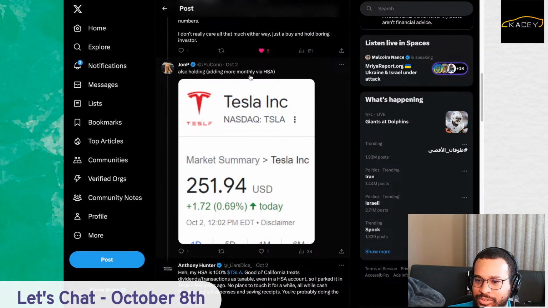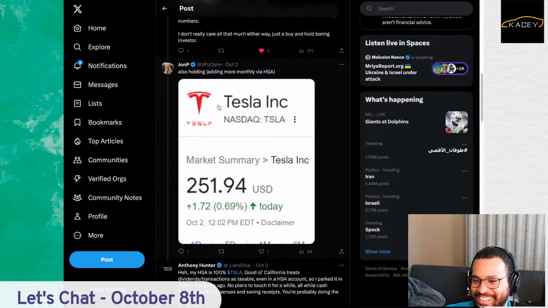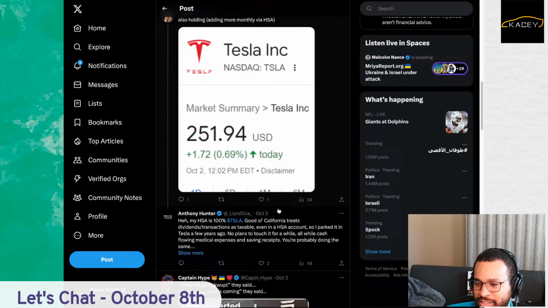Also holding, adding more monthly via HSA. I don't know, I'd put my health savings into Tesla. I mean, it's long term, it's fine, but the whole point of the HSA is you might need it, and they do this. Yeah, so they were up $1 for the day after market.